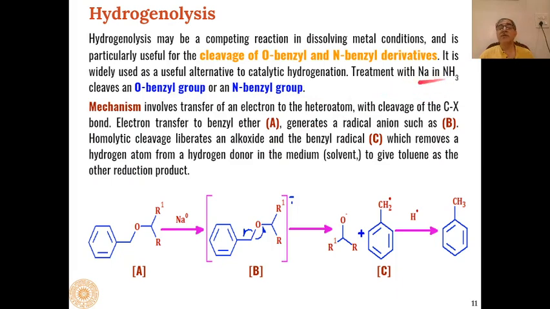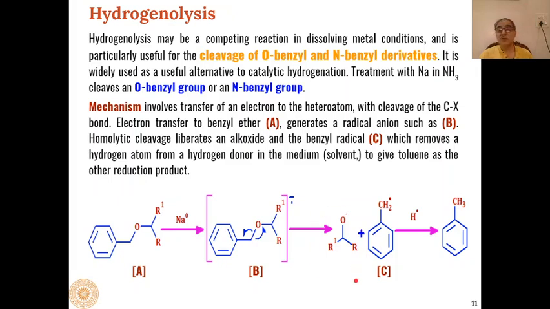So when sodium metal in liquid ammonia is treated with such derivatives, then cleavage of the O-benzyl or N-benzyl group will take place. So the mechanism of the reaction, for example, in case of O-benzyl molecules: when this is reacted with sodium metal, the electrons will add to this substrate, and we will get a radical anion of this type. And then this radical anion will undergo cleavage at the carbon-oxygen bond at this place, and we will get this type of carbonyl, and this type of radical is formed. Then both these radicals will take up an H radical from the solvent and will be converted into this type of aromatic compound, and this will be transformed into an alcohol.